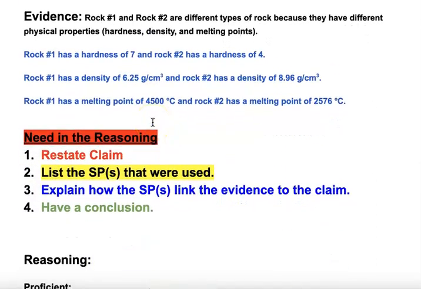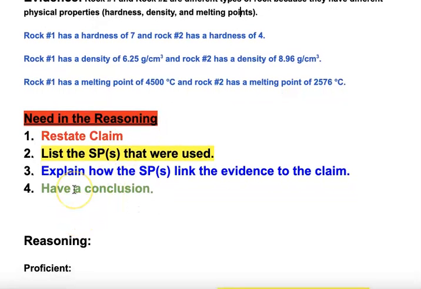Now, the reasoning. I wrote them here. These are the 4 things you need to have in your reasoning. And this is one of the reasons why I always say that you can't just have a sentence for a reasoning. This will be the longest part of your test. This will be a good sized paragraph.